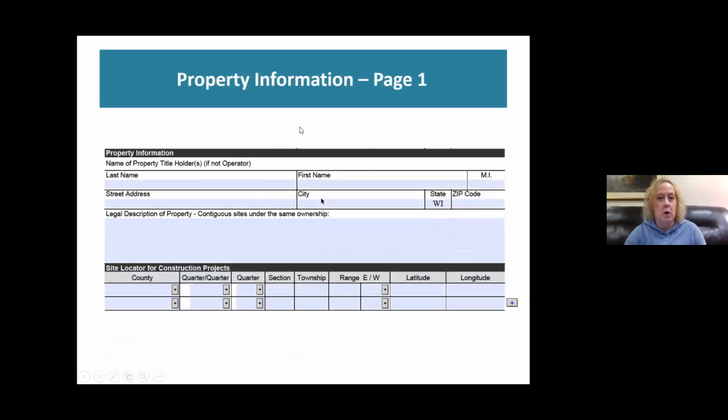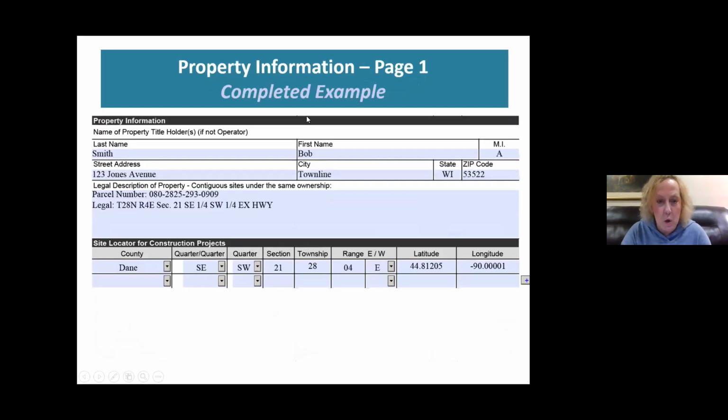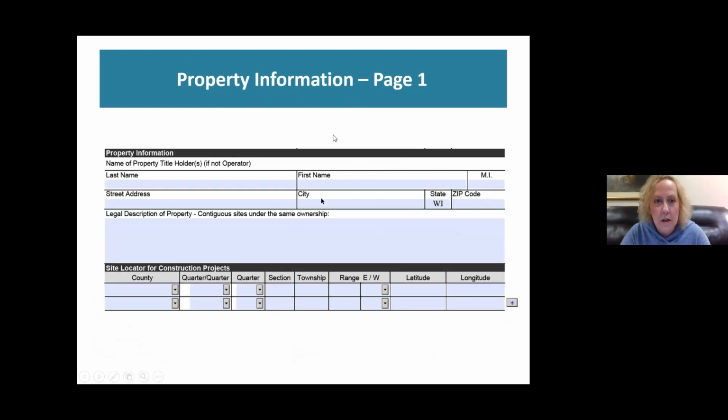So continuing down page 1 of the CSA is the property information. Actually here, hang on one second. Let me back up 1 second here. I jumped 1 slide too far here in my notes.